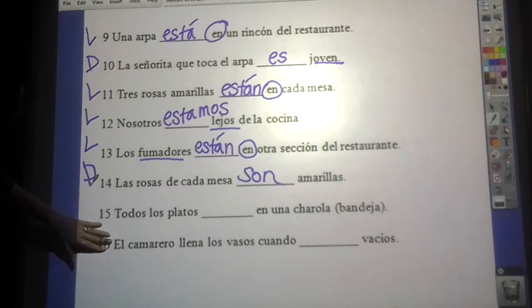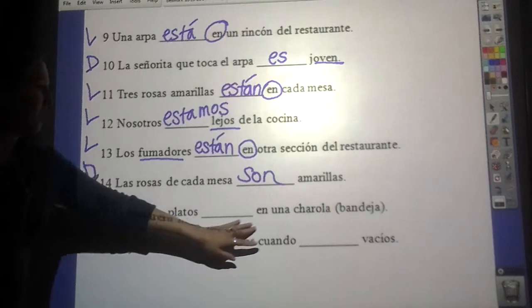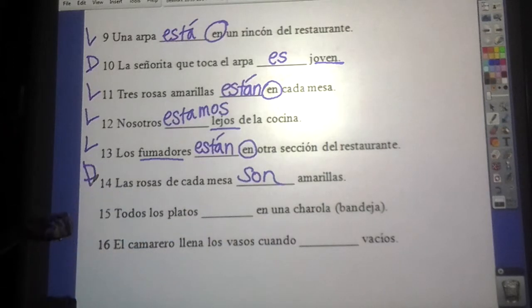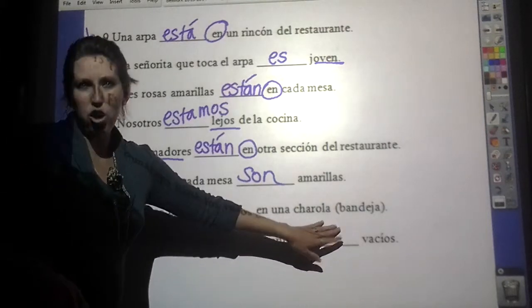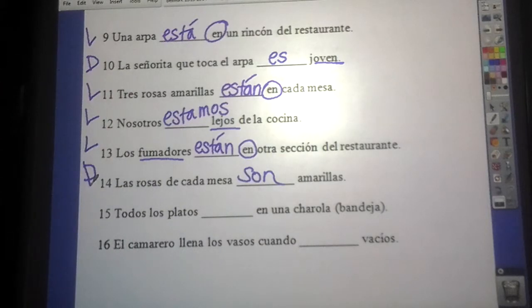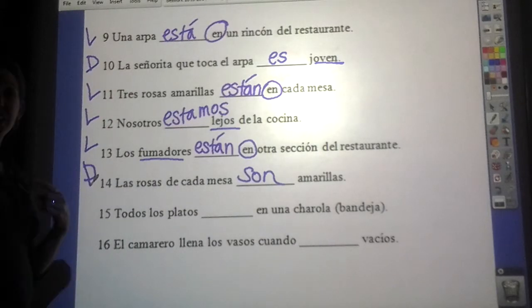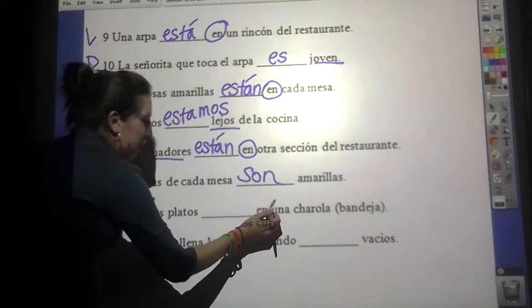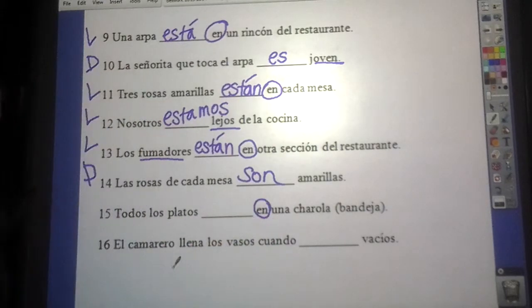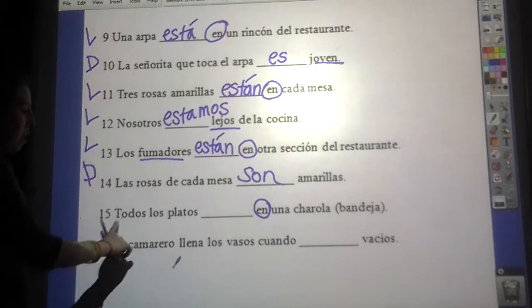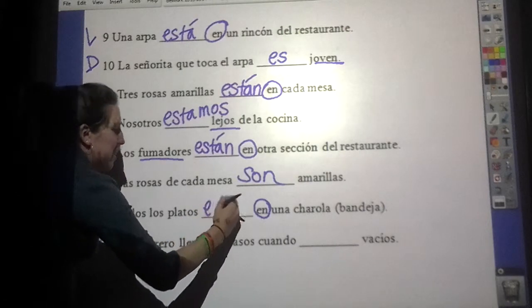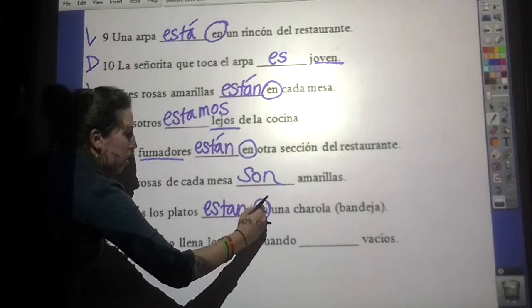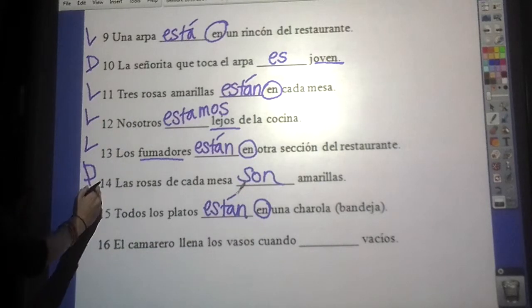Número 15, lo siento, 15. Todos los platos blank en una charola o una bandeja. Quiere decir platter, on a platter. Oh, we have a keyword. Does anyone find it? Excelente, buen trabajo, sí, en. Es una palabra clave. Todos los platos están, porque tenemos una locación.